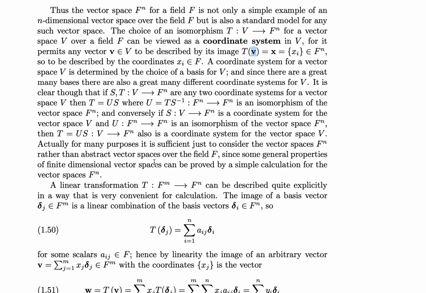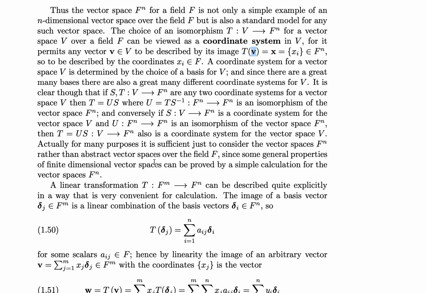It is clear, though, that if S, T from V to F^n are any two coordinate systems for vector space V, then T = US, where U = TS^{-1} from F^n to F^n, which is an isomorphism of the vector space F^n.